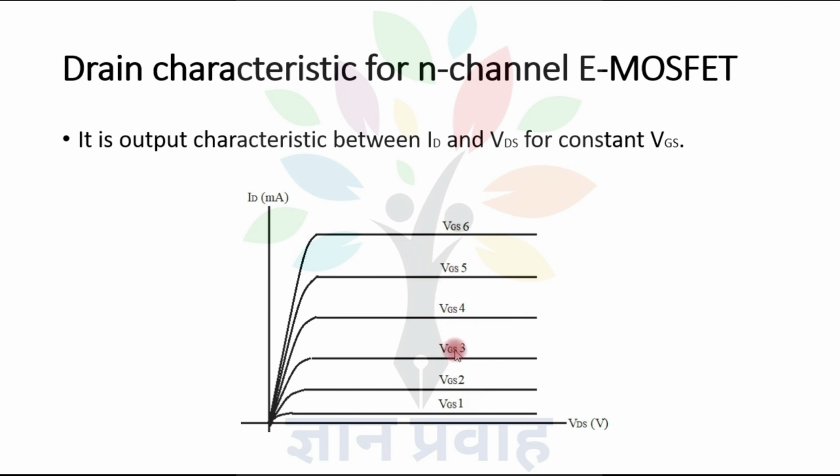And here VGS values are positive, and when we increase the value of VGS, the current conduction is larger. So VGS1 is always less than VGS2, VGS2 is less than VGS3, VGS3 is less than VGS4, VGS4 is less than VGS5, and VGS5 is less than VGS6. So when we increase VGS in the positive direction, the drain current also increases because more charge carriers are there in the channel region, and the channel is already inverted at threshold voltage.